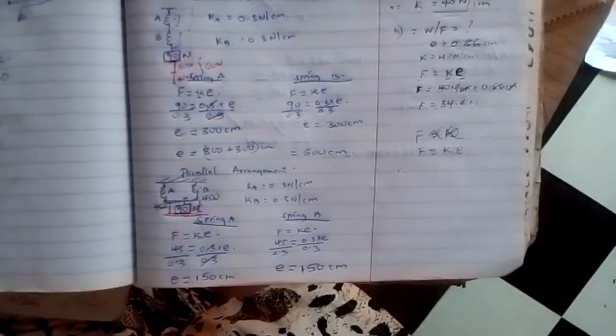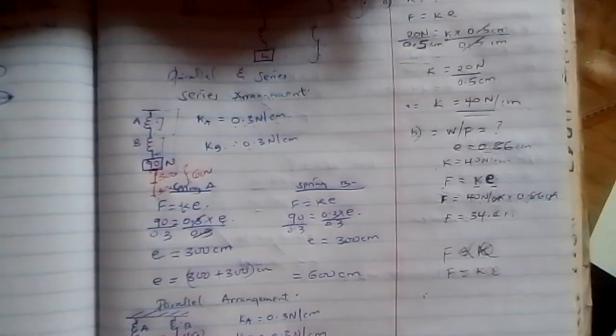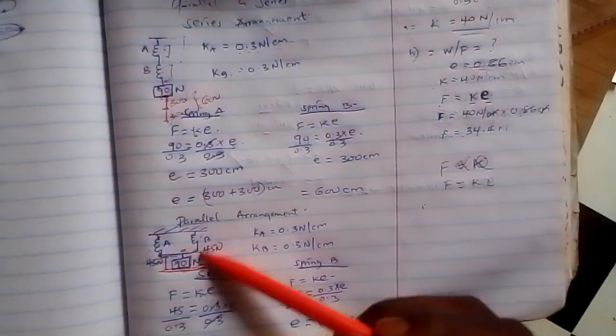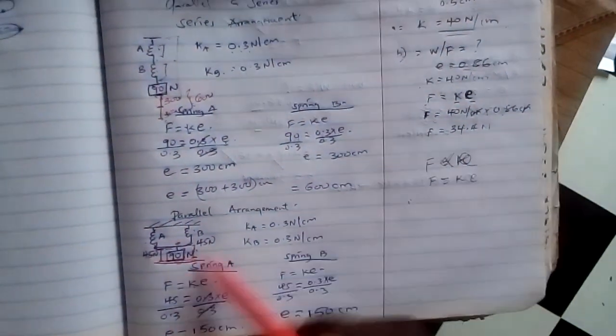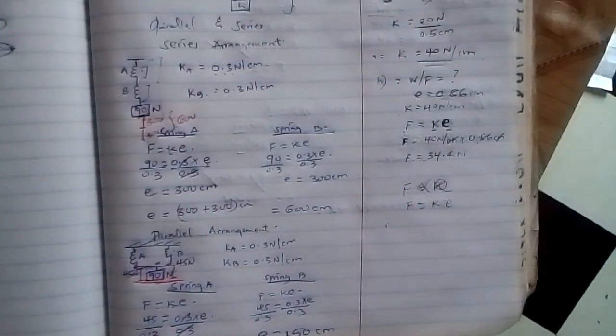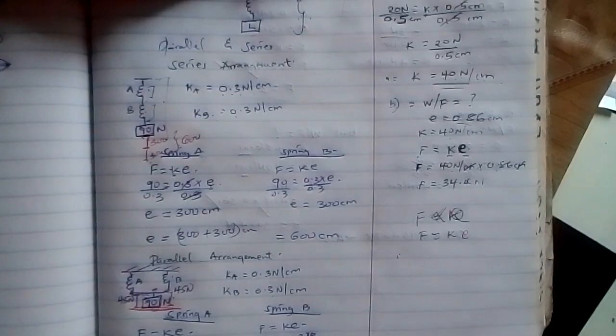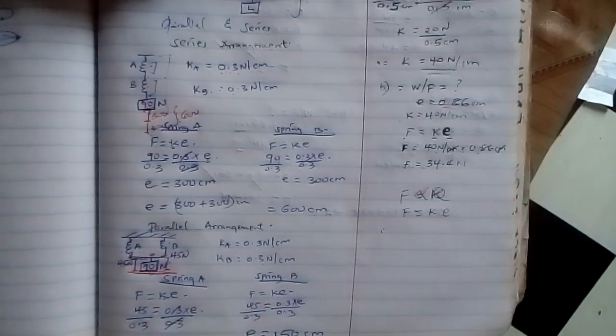Okay, I think I've explained the scenario of series and parallel: the reason why we add the extensions in series to get the total extension of the system, and the reason why we take only the extension of one spring in parallel. Let's look at when we have been given the two combined, the series and the parallel together. Let's look at this scenario.